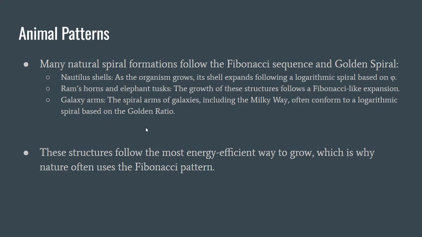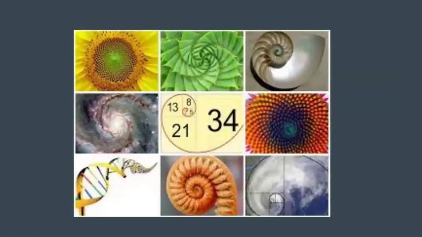And even in galaxy arms, the spirals of galaxies, including the Milky Way, often conform to a logarithmic spiral based on the golden ratio. These structures follow the most energy efficient way to grow, which is why nature often uses the Fibonacci pattern. It's the most efficient way, and these patterns happen naturally in nature.